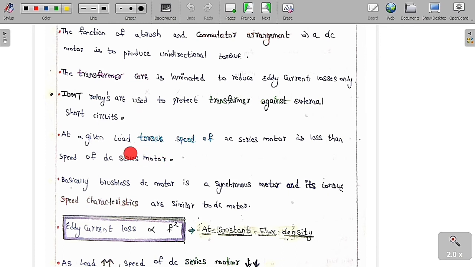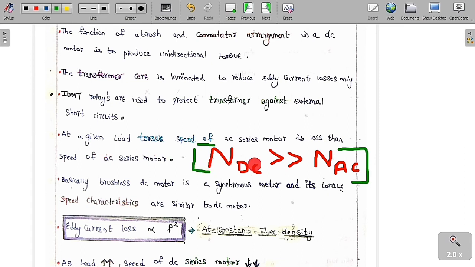At a given load torque, the speed of an AC motor is lesser than the speed of a DC series motor. I already told you it's an important thing. The speed of a DC motor is always higher than the speed of an AC motor. So at a given load torque, the speed of an AC motor is always lesser than the speed of a DC series motor. If you keep a fixed load for an AC and a DC motor, definitely the speed of the DC motor is higher than the speed of the AC motor.